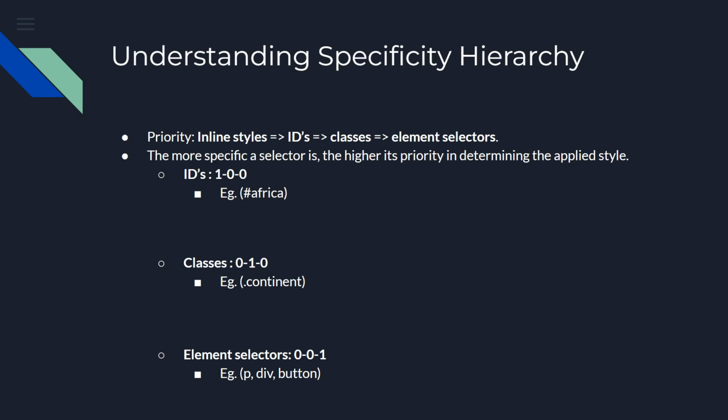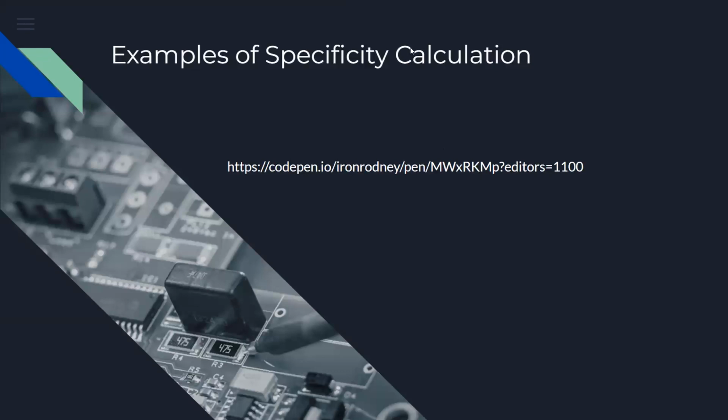Classes will have the value of 010, and they will be signified by the dots, so dot continent in the example that we'll be looking at. And pseudo classes obviously have the colon. And then lastly, it will be the element selectors, which will have a value of 001. Examples of these are p tags, divs, buttons, and so on. Now, let's look at the example that I have in place here.